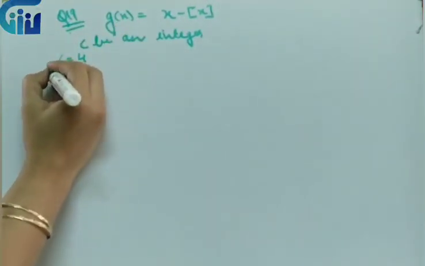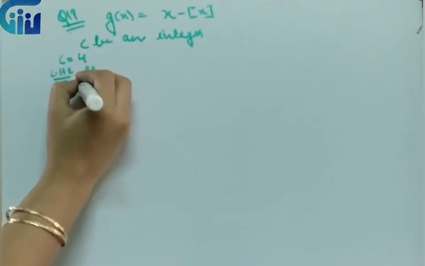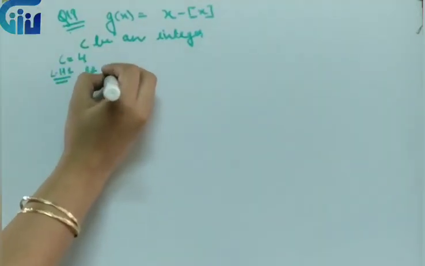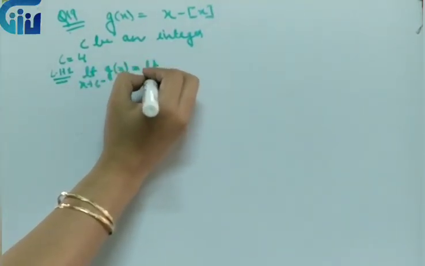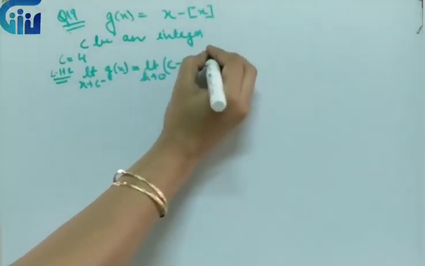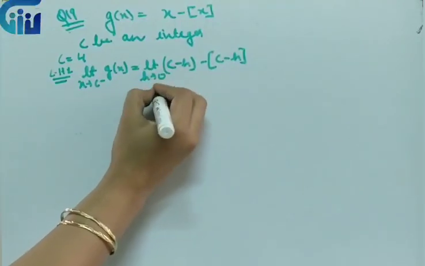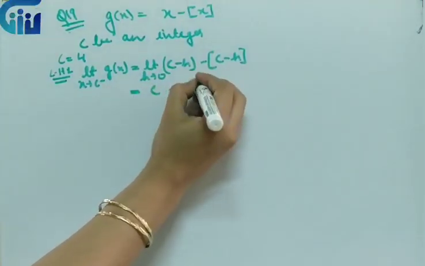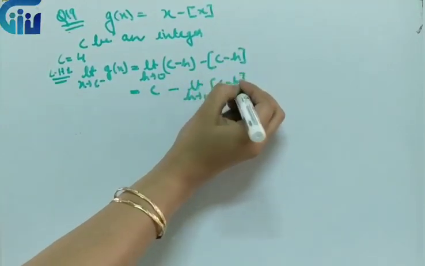Okay, so I'll take the left hand limit. If I take the left hand limit, it is limit x tending to c minus of g(x), right? So let's put that definition. It will be limit h tending to 0 of c minus h minus c minus h, right? Over here, if I put the limit, this will be 0, right? If I put it over here, that is c minus h. Let's see what will happen.